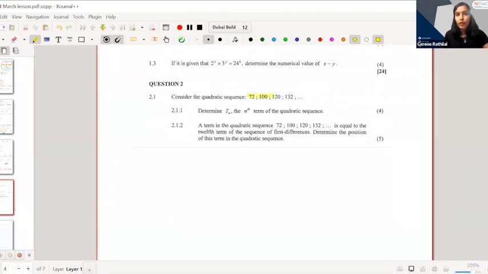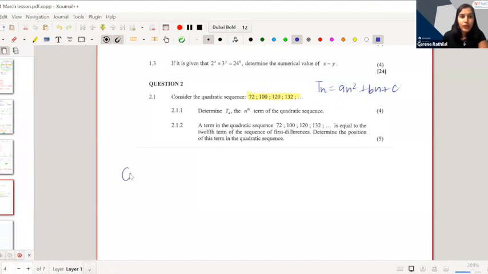So question 2.1. We're given a quadratic sequence. You're told it's a quadratic sequence, so immediately you should know, what does that mean? It means that there's a common second difference. And what else does it mean? It means that its general term will be expressed in the form an squared plus bn plus c. That's what it means. And so the first question is determine Tn. So let's go ahead and do that.